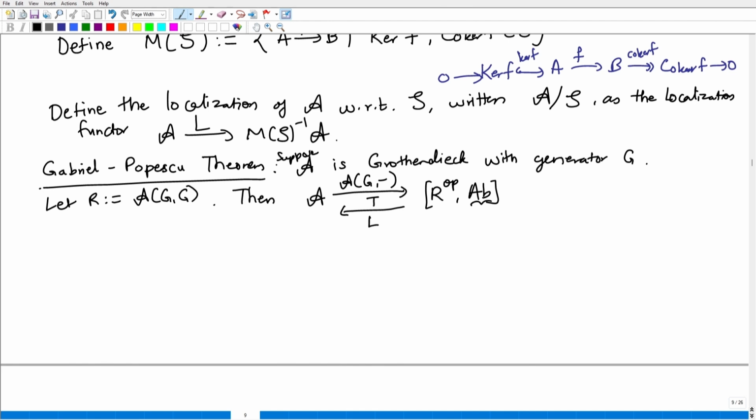A(G, -) is fully faithful. Then there exists this diagram with L exact. Okay, so what exactly am I saying here? That there is a diagram. So let me try to unravel some of the things. A(G, -) is fully faithful.